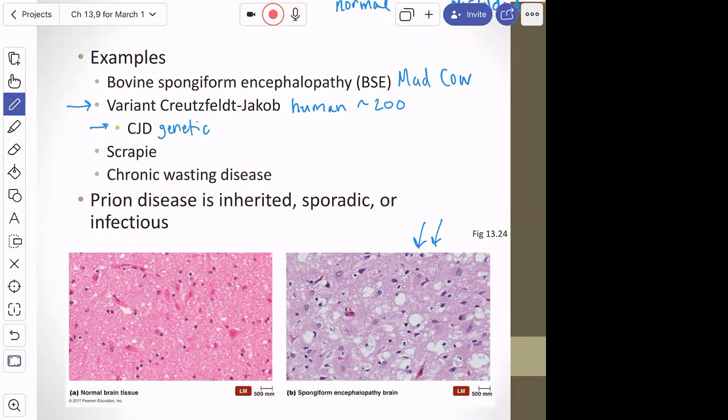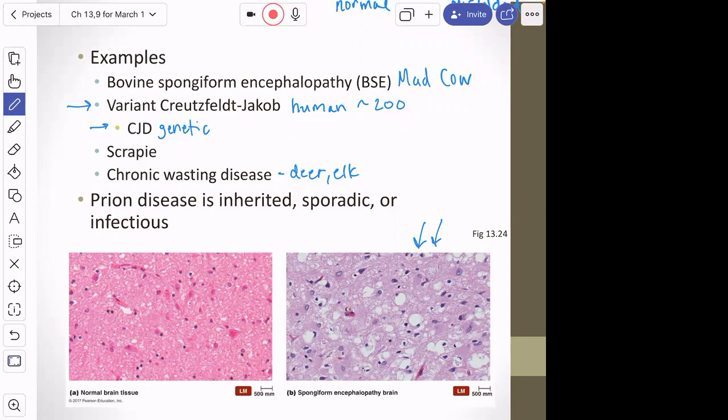Scrapie is a prion disease in sheep. It causes them to act really oddly. They'll often scrape up against posts and wear off the wool and even wear down their skin. Chronic wasting disease is in deer, elk, and moose. You hear about cases of this in Michigan, which is kind of worrying because, of course, people shoot and eat venison. There haven't been any cases of prion disease passed on to humans, at least as far as we know, from eating deer with chronic wasting disease, but we worry about that for sure.